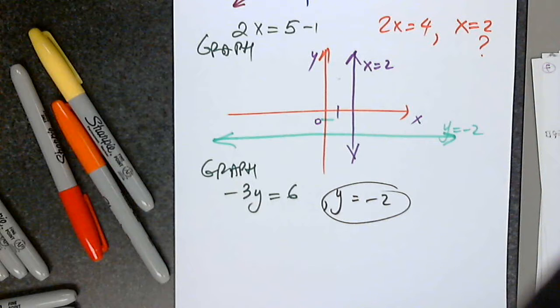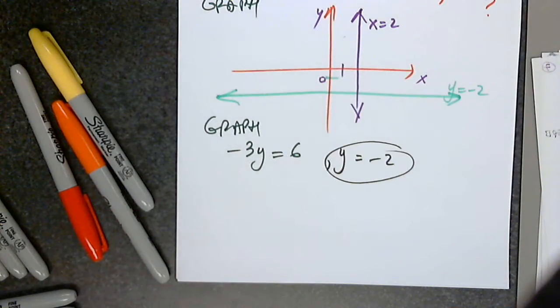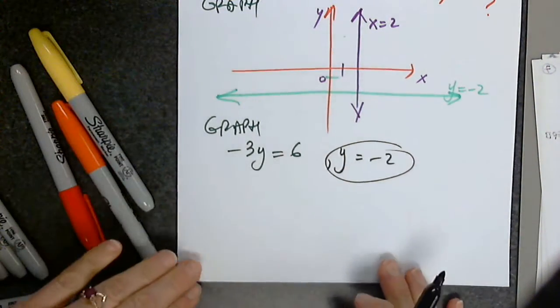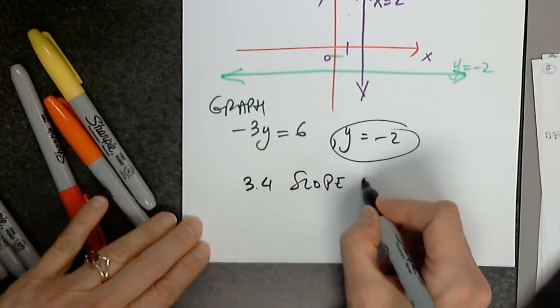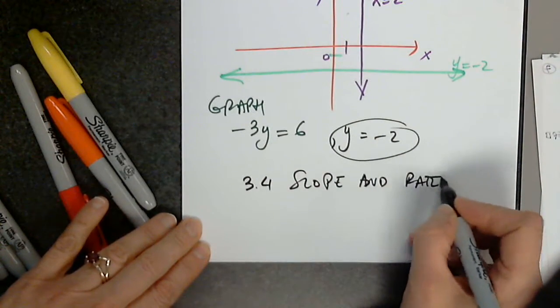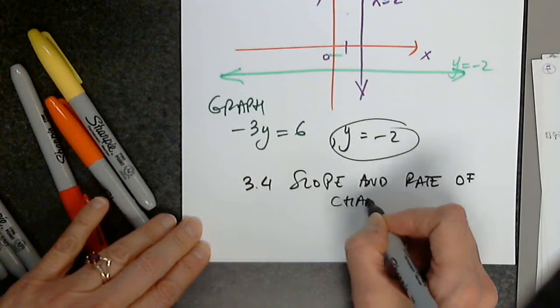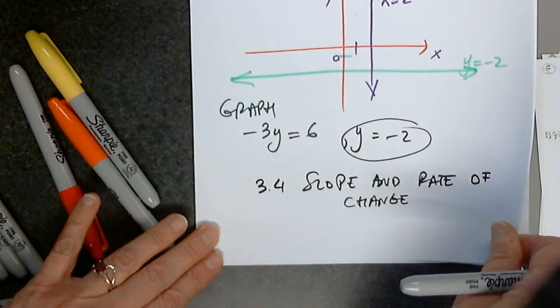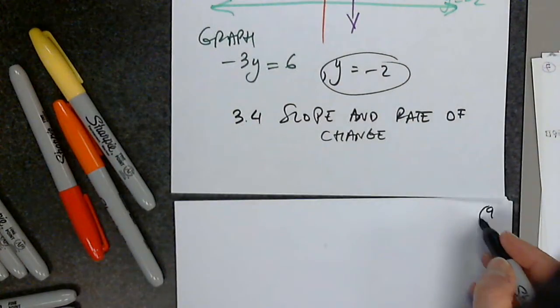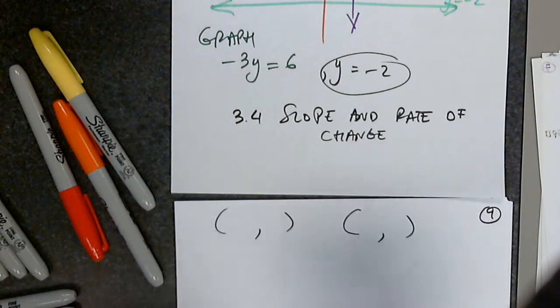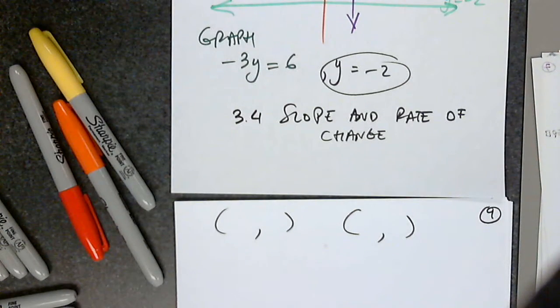Okay. Let's see how we determine the slope given 2 points. Slope and rate of change. We already talked about it, but we haven't really practiced it. So let's take a look. Give me 2 ordered pairs, anything you can think of. And just put some negative numbers in there as well.